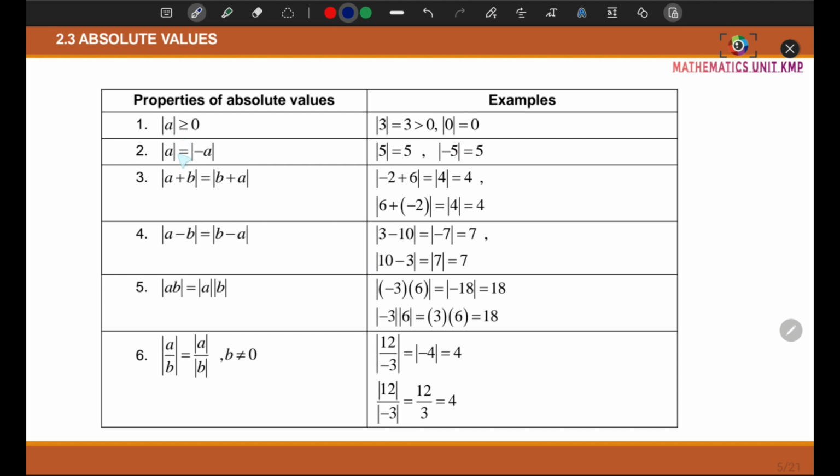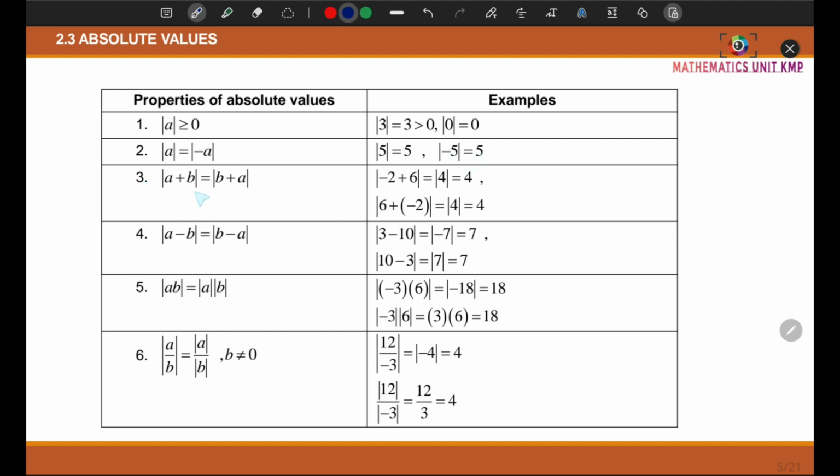Next, the absolute value of A is equal to the absolute value of negative A. So both absolute values will give the same value. For example, the absolute value of 5 will be equal to 5, and the absolute value of negative 5 will be equal to 5.